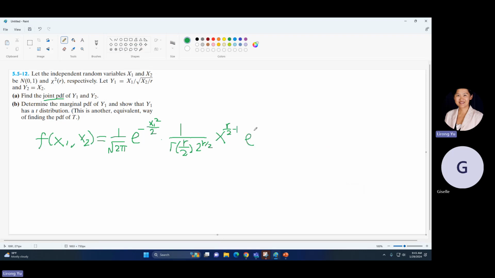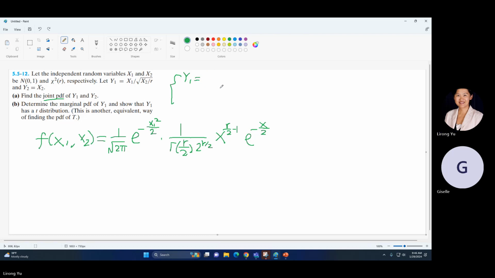And then you have e to the negative x over theta, and theta equals 2. So this is a gamma distribution density, and x is a chi-square distribution, which is a special gamma distribution, and then we have a normal distribution. You multiply them, give you the joint distribution for x1, x2. And what we're going to do, we find the inverse transformation. You already have the transformation from x1, x2 to y1, y2.